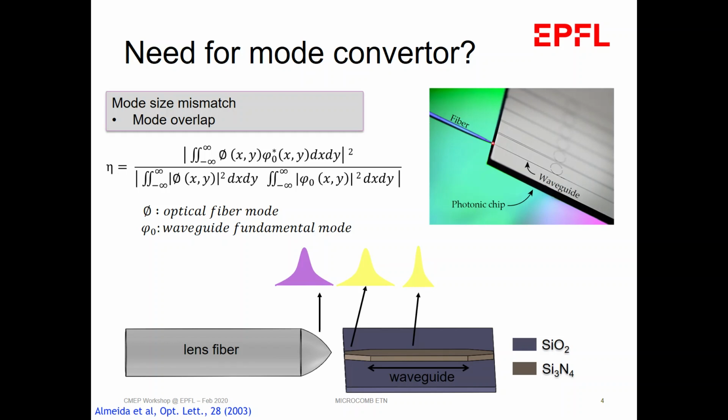So what is the mode size at this point, and how are we going to design this taper such that the mode adiabatically converts into the waveguide mode without losing the power? So that's the motivation for us to make a mode converter on the chip, such that we can couple the light to the chip with better efficiency.